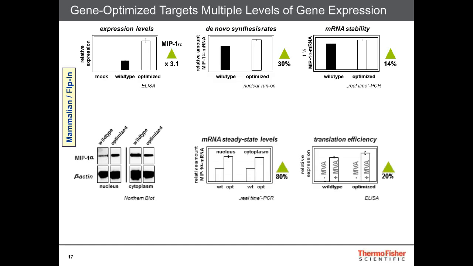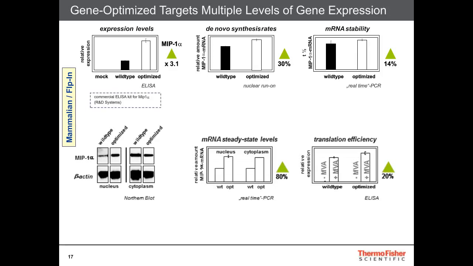And again, first of all, we compared expression levels of those single transgenes, and this was measured by a commercially available ELISA test. And as you can see, the optimized construct for the cytokine showed an almost 300% increase, or a threefold better protein expression performance than the wild-type gene. And then we wanted to understand what mechanisms are accounting for this.